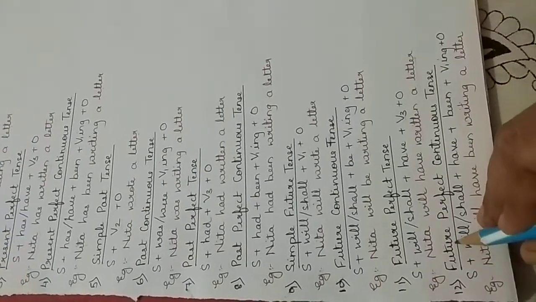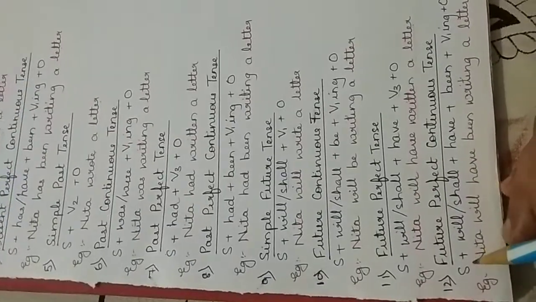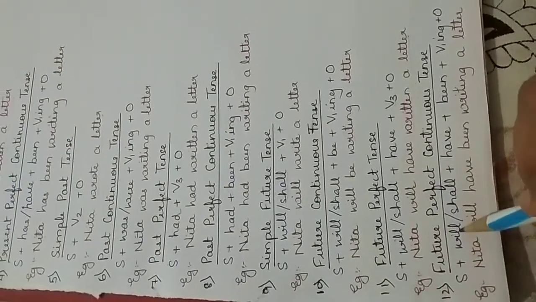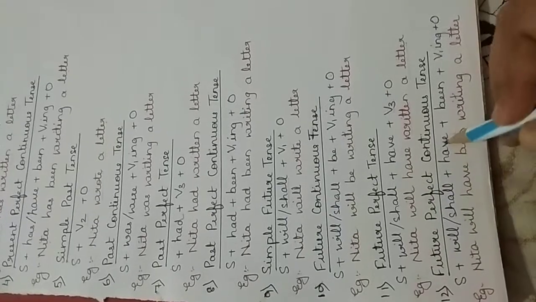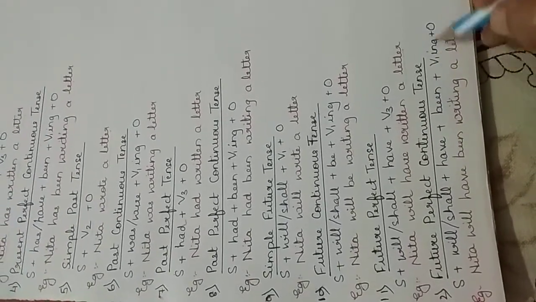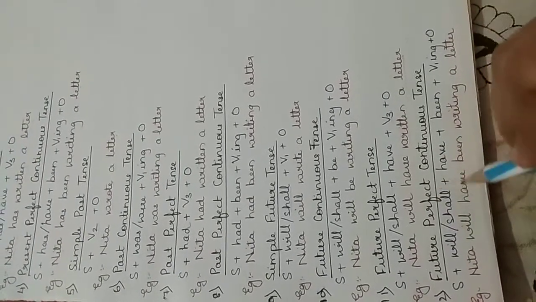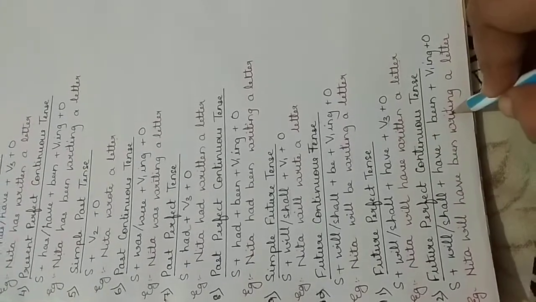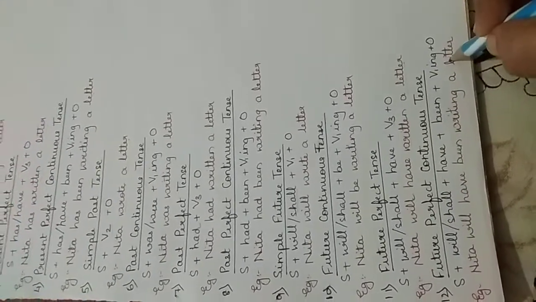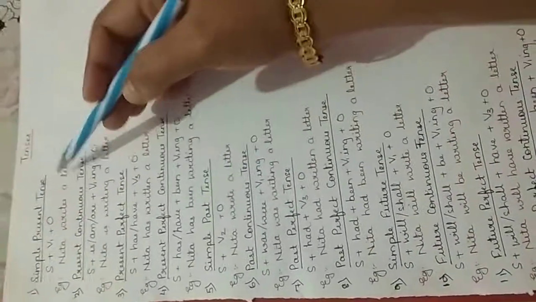Then future perfect continuous tense. The formula is subject plus will or shall plus have plus been plus v1 ing plus object. So Neeta will have been writing a letter, which means both perfect and continuous. So these are the 12 formulas.